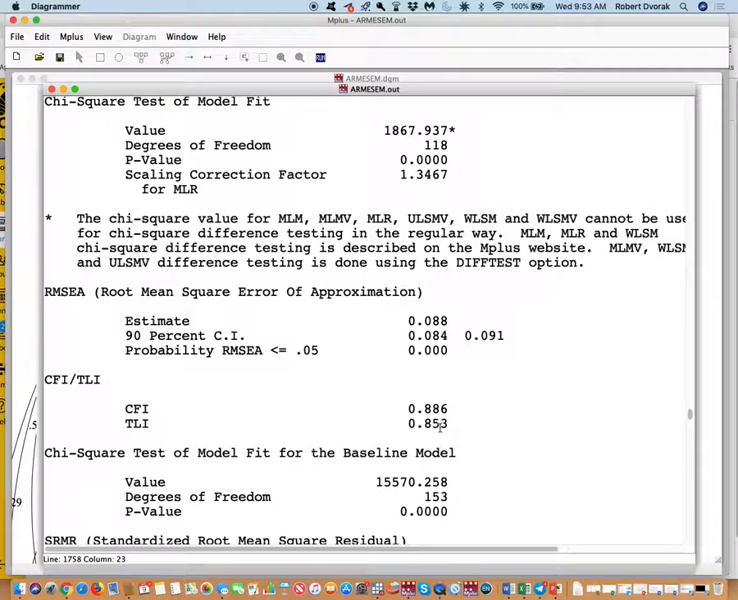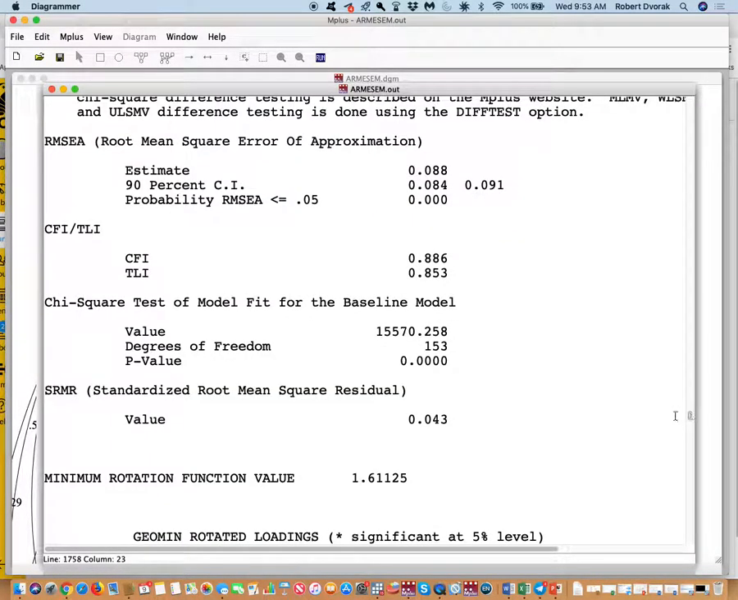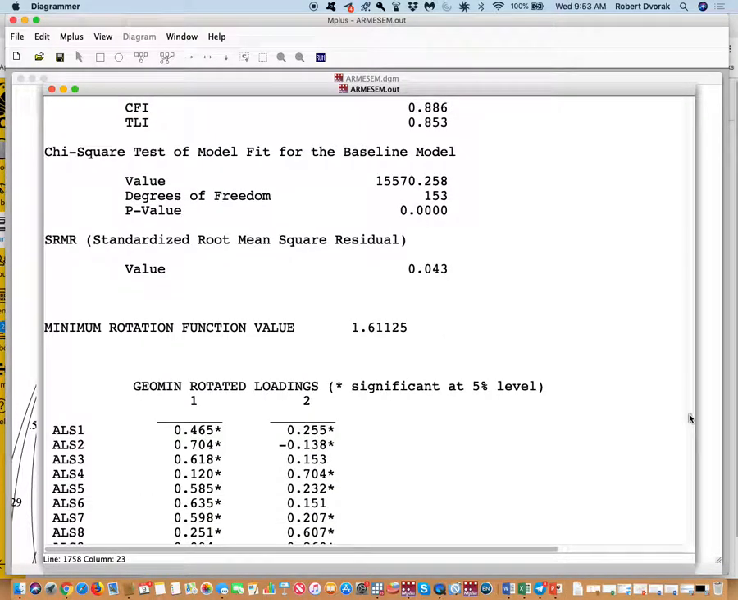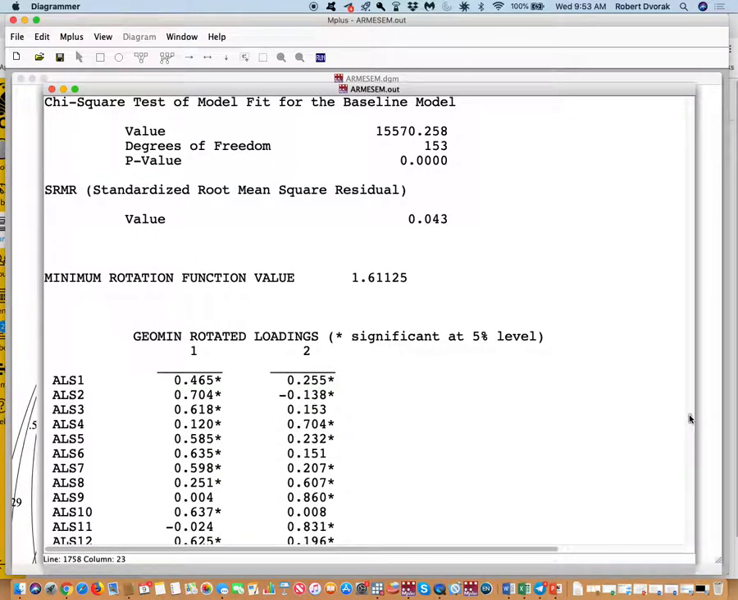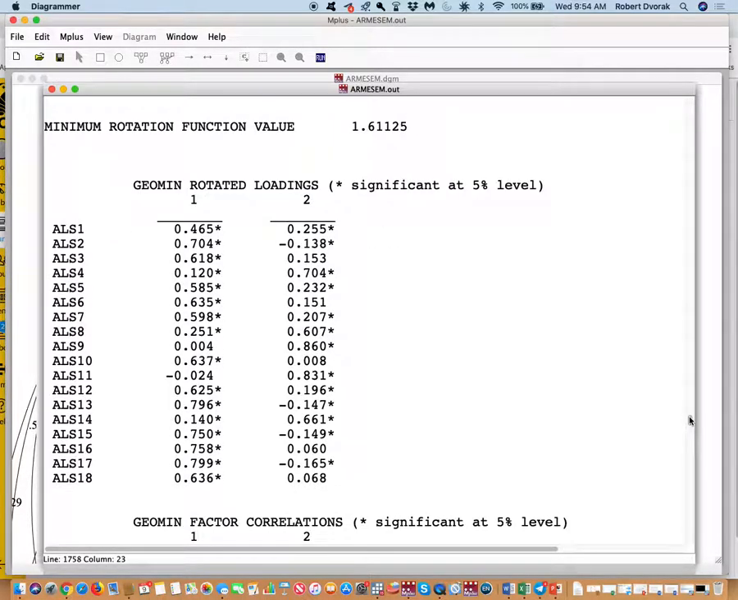I'm okay with that. CFI TLI, that's 0.89. That's garbage. How about SRMR? It's okay, right? That's actually pretty good. I would be okay with that. Again, as I said, I would prefer a 0.03, right? But 0.043, I'm cool with that.